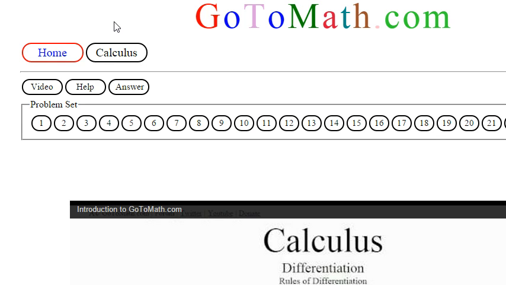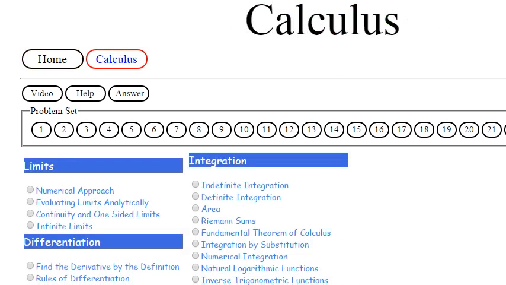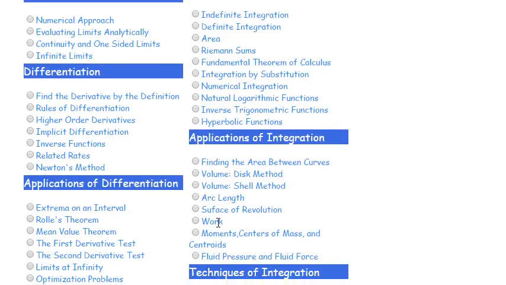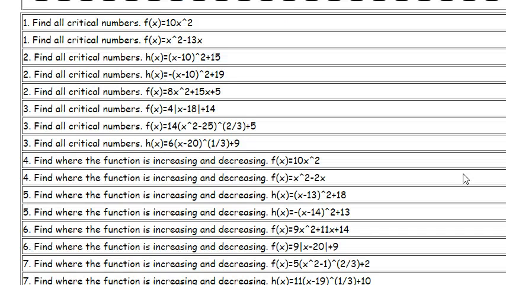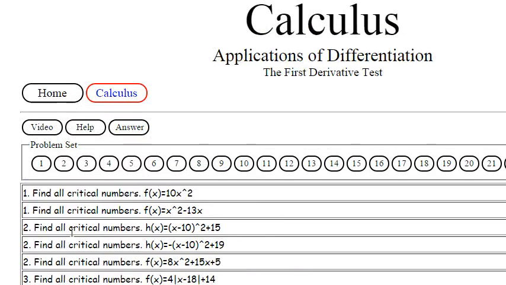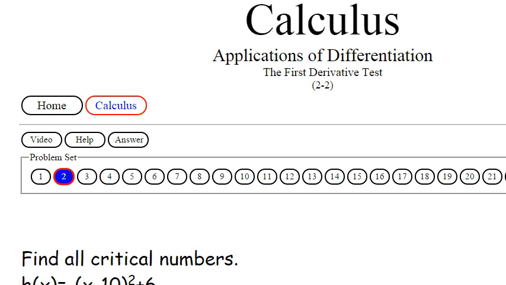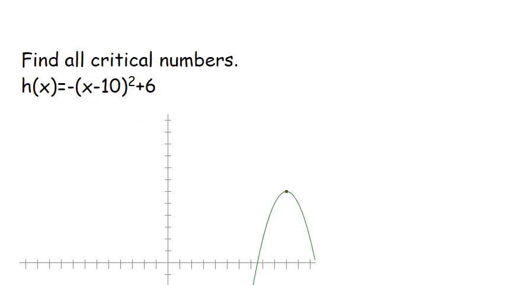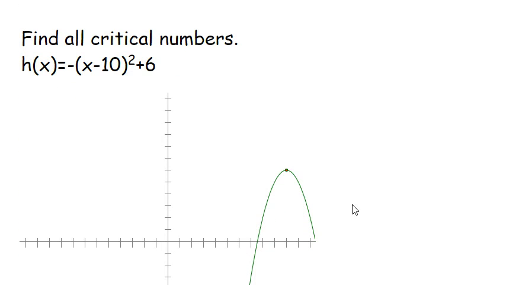Or go to b2p2.com, click on the calculus button, and let's go down to the first derivative test where we're taking the first derivative. And I believe this is the one right here we're going to be looking at. So let's click on that. And look at that, 2-2 just came up. Well, this looks like a cool one here to work on, but if you didn't like it, you can click on the problem here and change it.